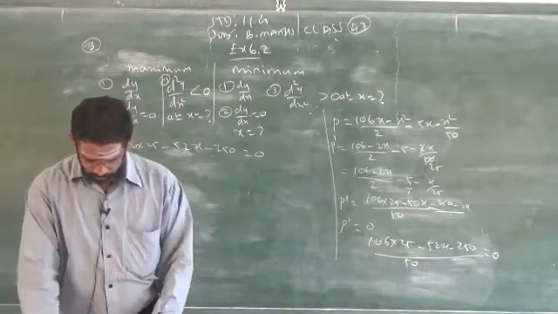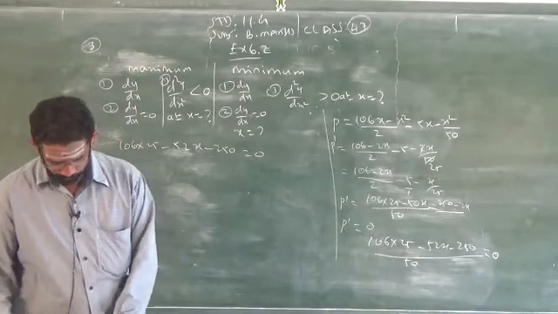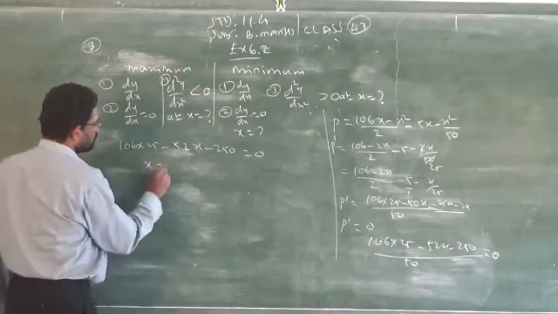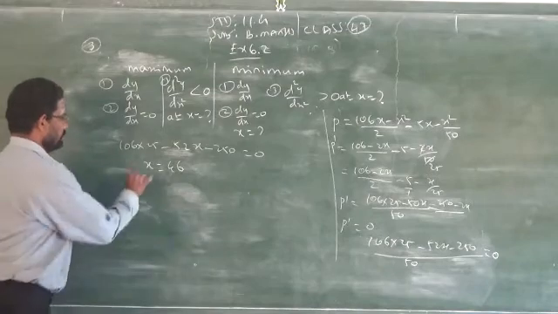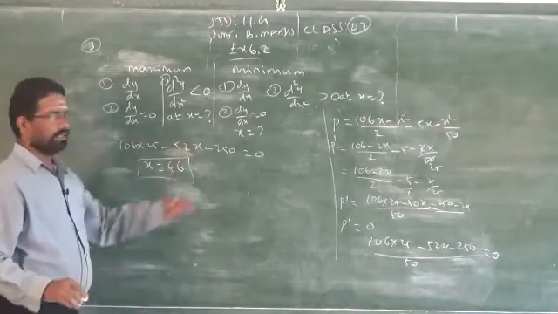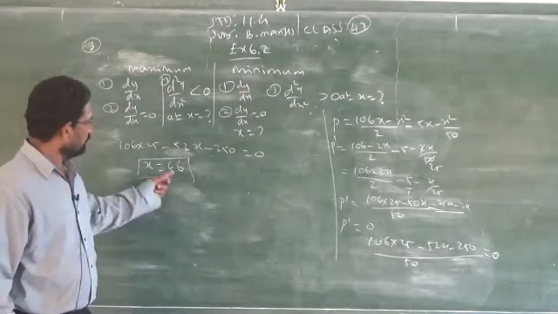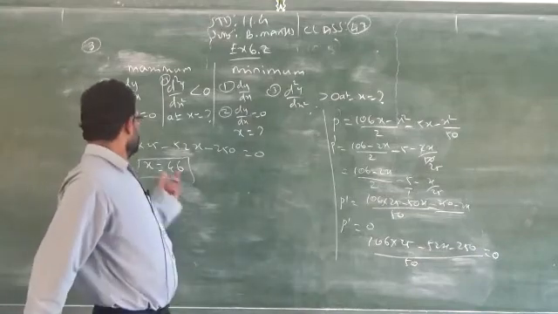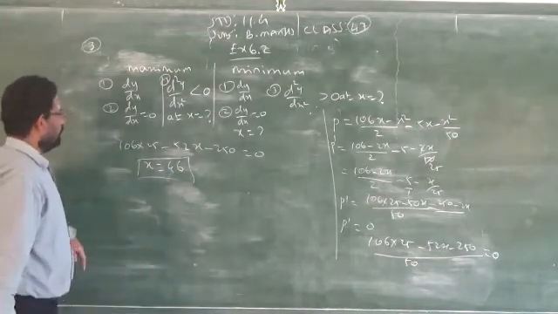You will get x is equal to 46. After simplifying, you will get x is equal to 46. So you have to simplify and find out the answer. Check whether it is correct or wrong. Clear? So you will get x equal to 46.